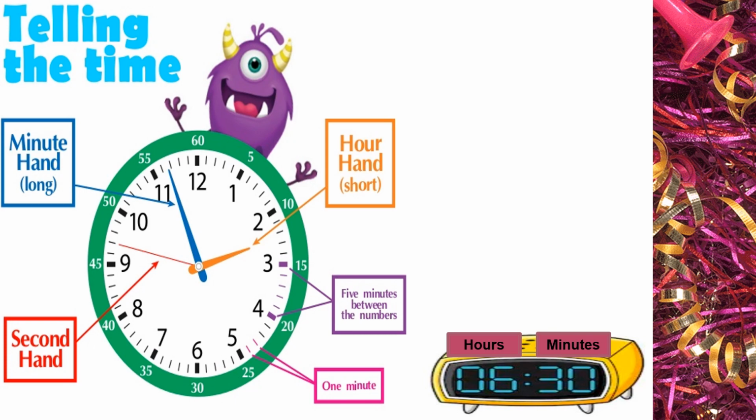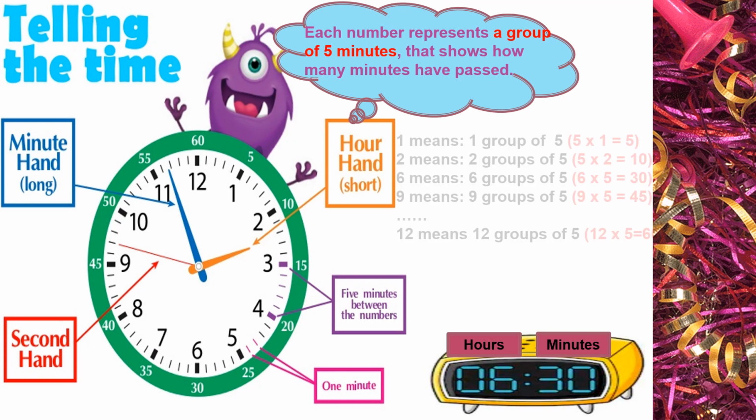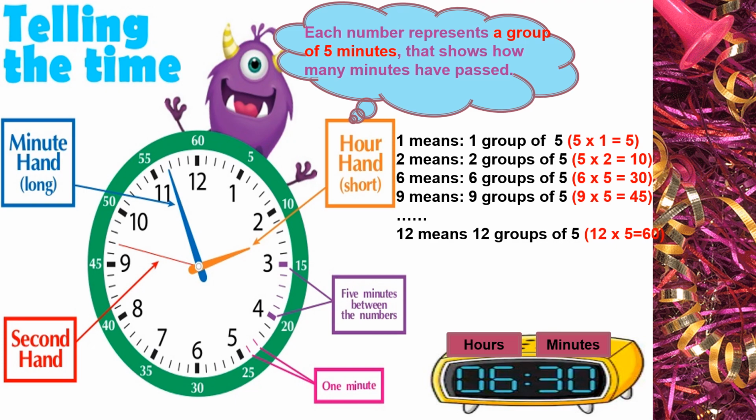Between each number and the other one, we have 5 minutes. Our monitor here will tell us. Each number represents a group of 5 minutes that shows how many minutes have passed. So when the long hand looks at 12 and it moved to 1, it means 5 minutes have passed. So it means one group of 5 minutes have passed. So 1 means one group of 5.